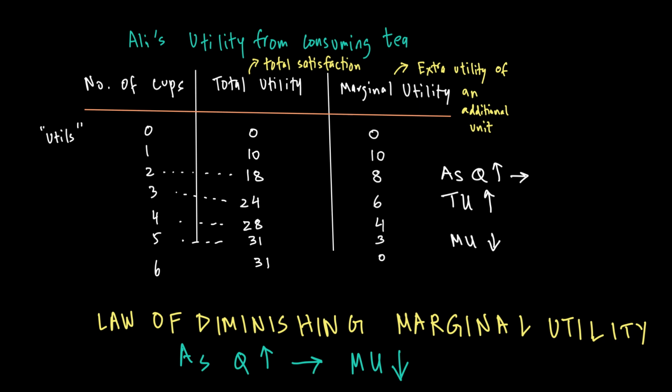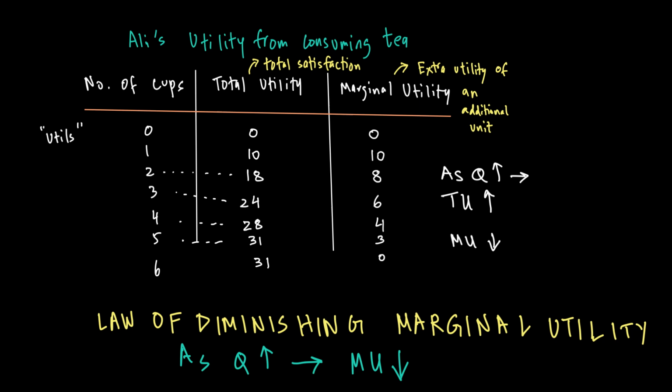For example, the first slice of pizza will give you the maximum possible satisfaction, then the second one, and then the third one will be lower than the second one, and so on. And this law or principle, we believe, does hold true for many goods. Now, there are some goods out there which may not have the same principle.